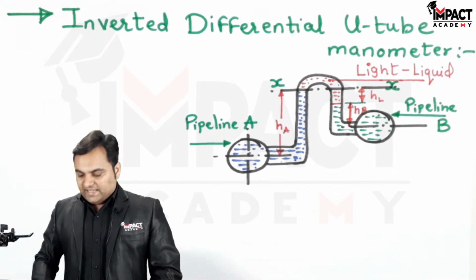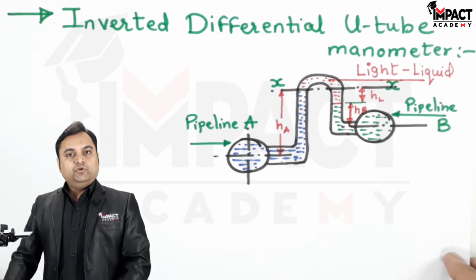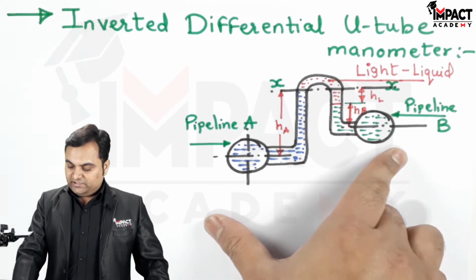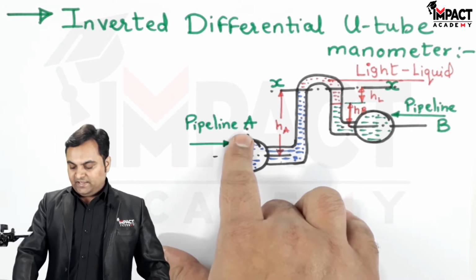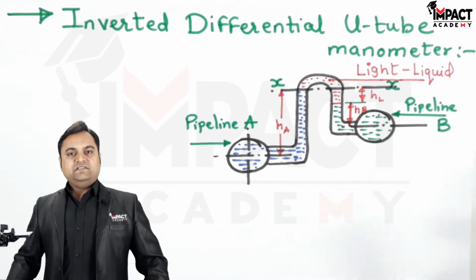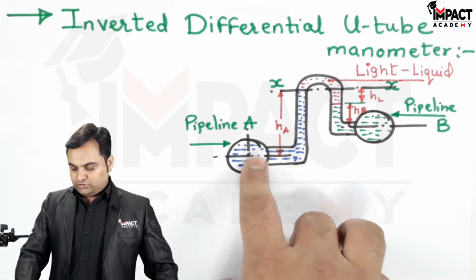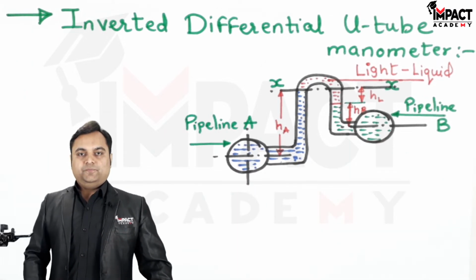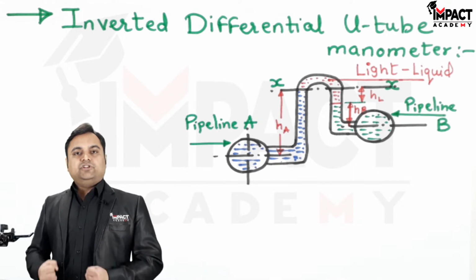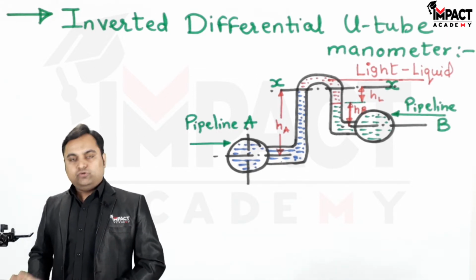Now, here is the diagram of an inverted differential U-tube manometer, in which we can see there are two different pipelines containing two different liquids, pipeline A and pipeline B. At the same time, I will denote the liquids as liquid A and liquid B. So we have to find the difference in pressure.